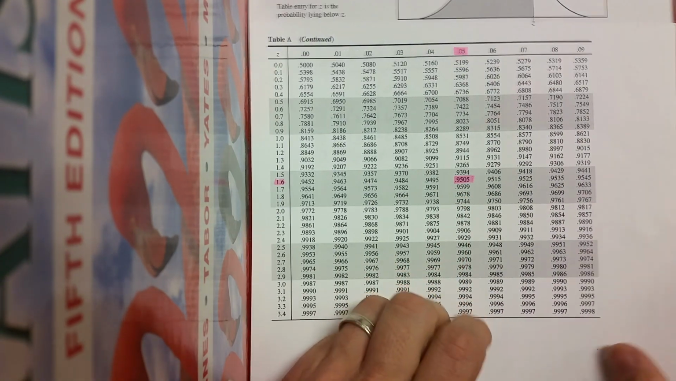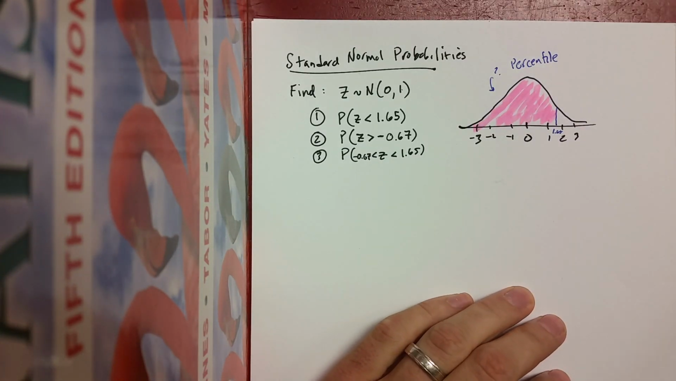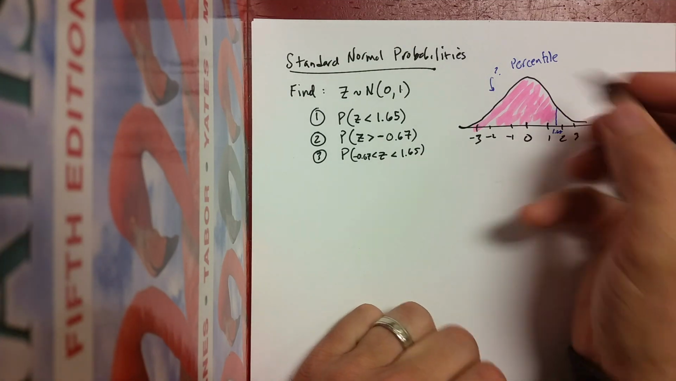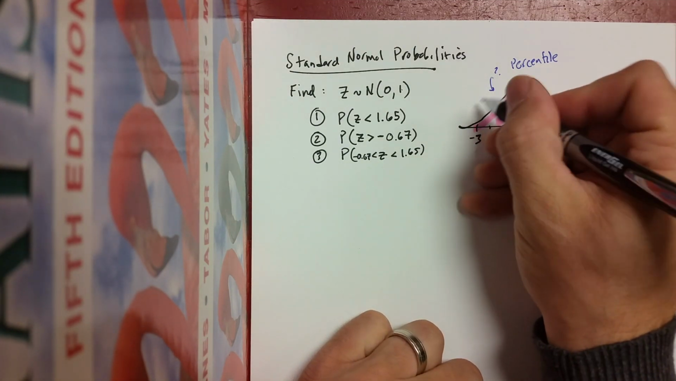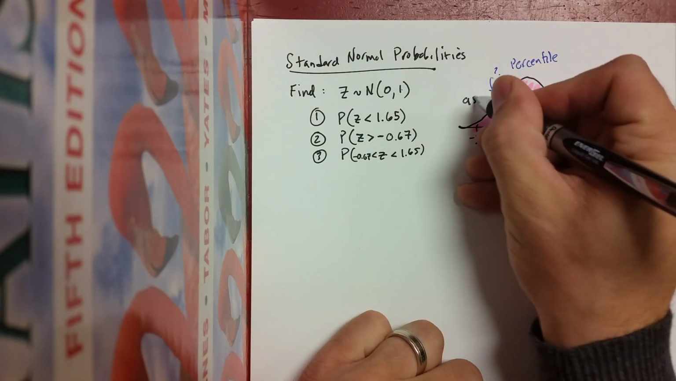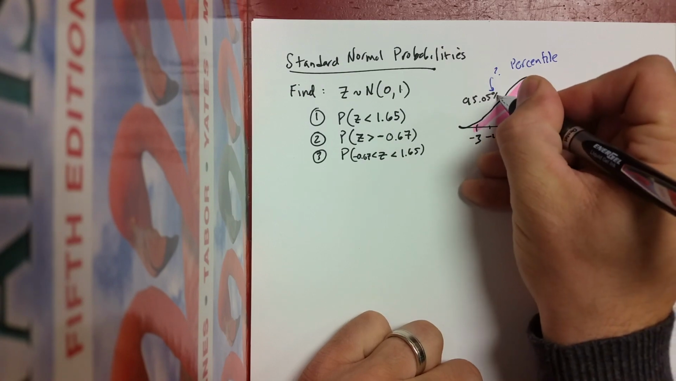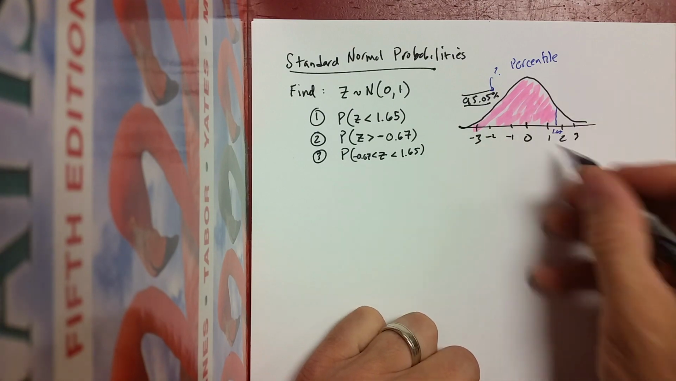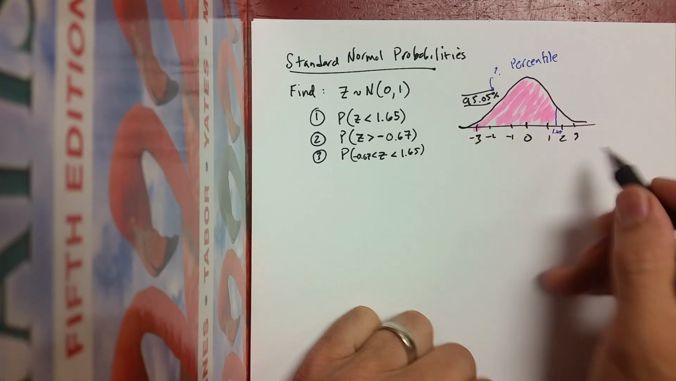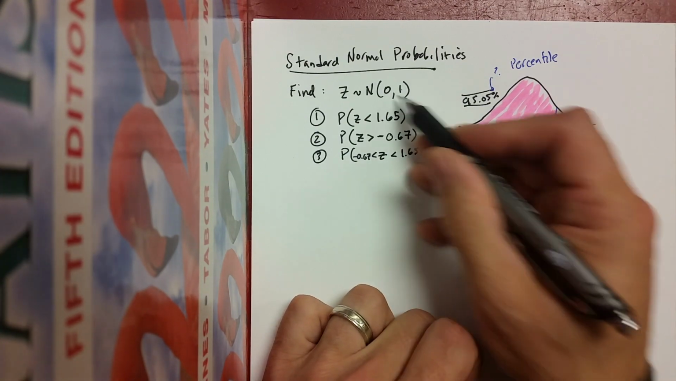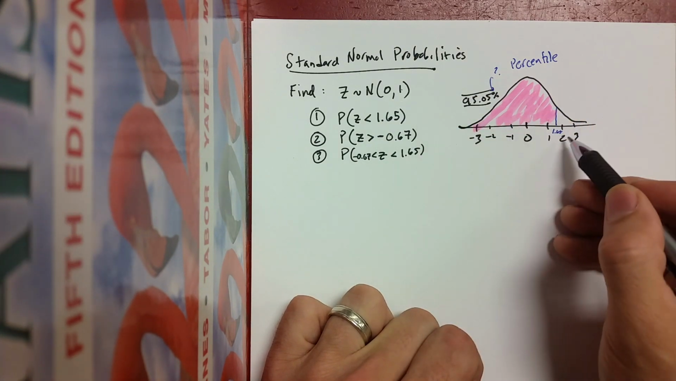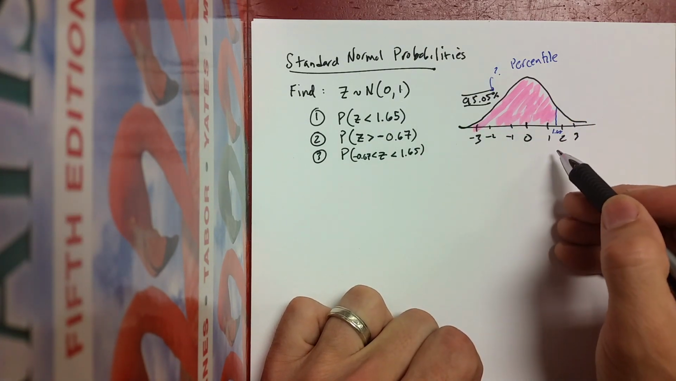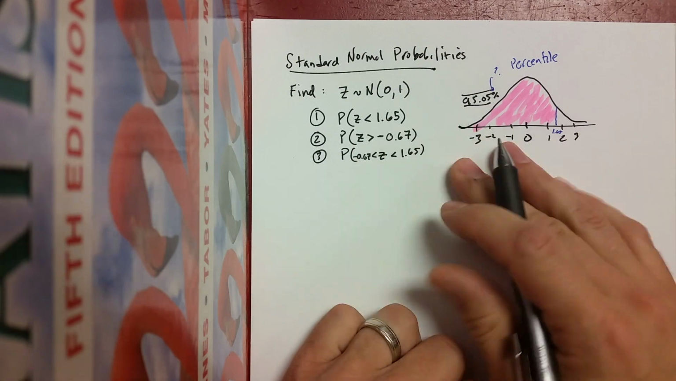Going across, it looks like I'm at 0.9505. That would tell me that this shaded region is 95.05%. Very nice. So that's the area under the curve, and that would be the probability of randomly picking a z-score from a normal distribution and getting it less than 1.65. Very nice. All right, let's do the next one.